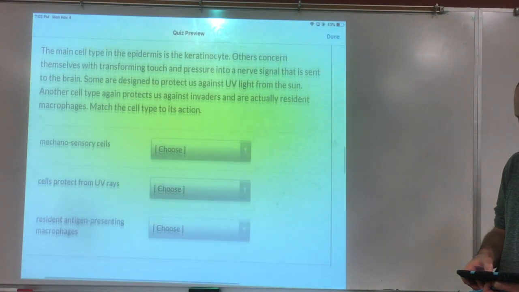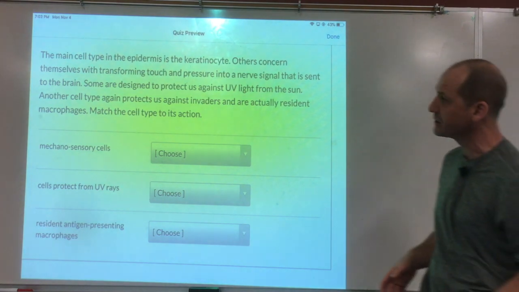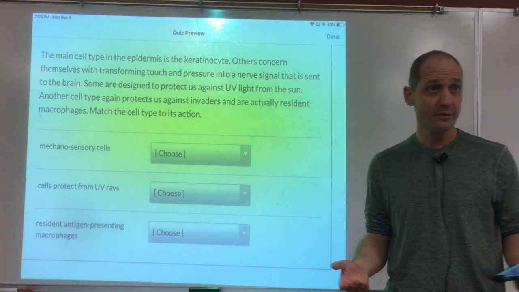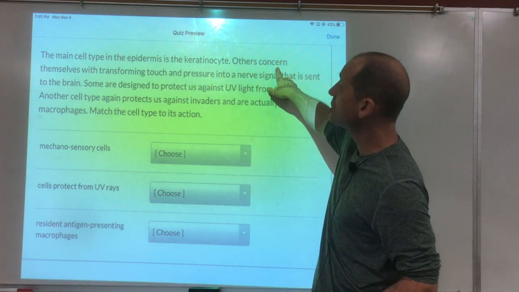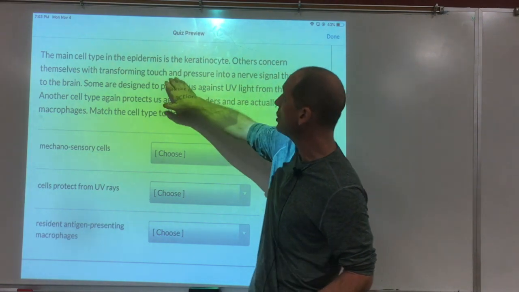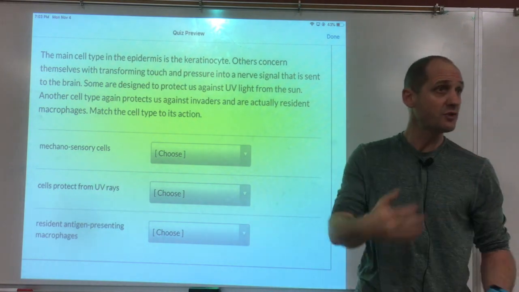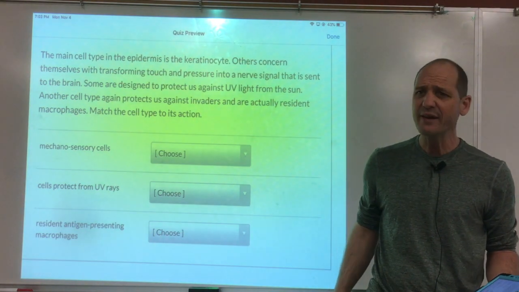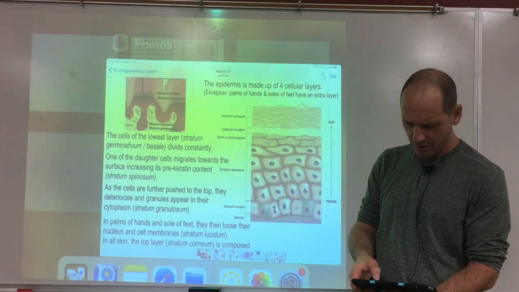Good, moving right along. The main cell type in the epidermis is keratinocytes. Guess what? It secretes keratin, that hardening protein. Other cells concern themselves with transforming touch and pressure into a nerve impulse. They're pretty cool how they do that. They're structures looking like this.